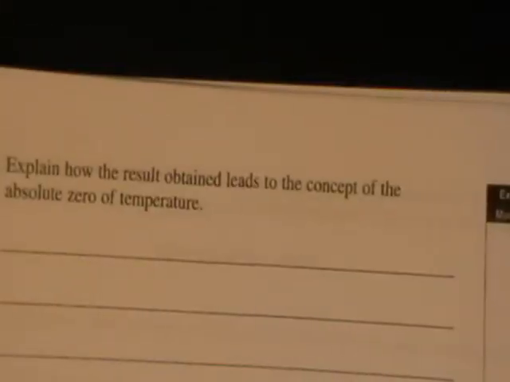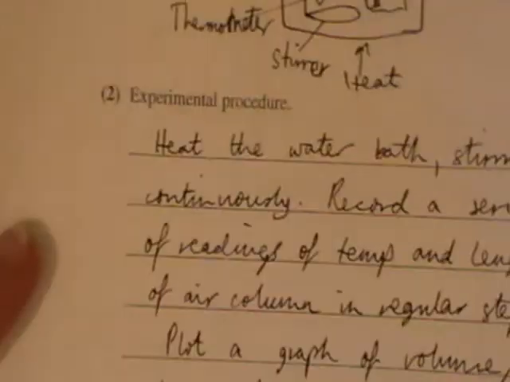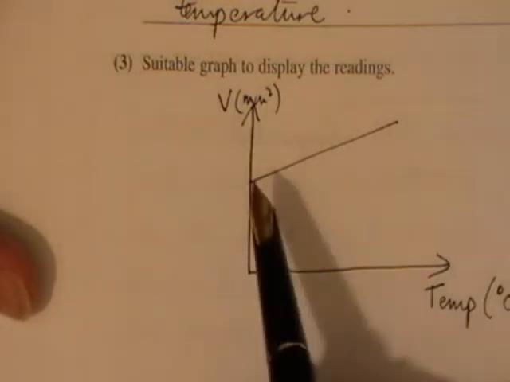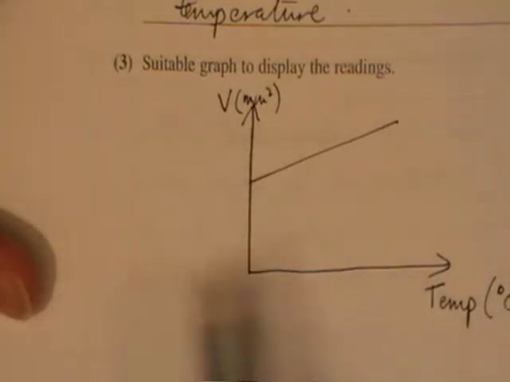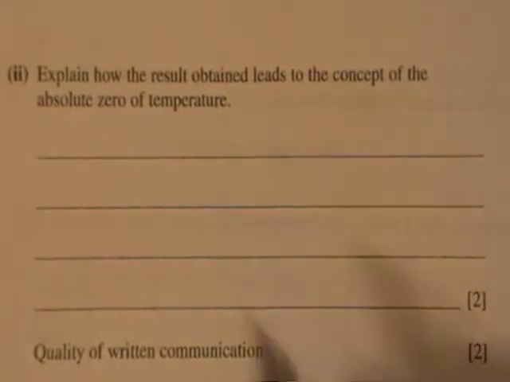Explain how the result obtained leads to the concept of absolute zero. Well, remember, when we were looking at the Celsius temperature, we had a graph which looks like this. In order to get an absolute temperature from that, we extrapolate back. So how does this result lead to the concept of an absolute temperature?